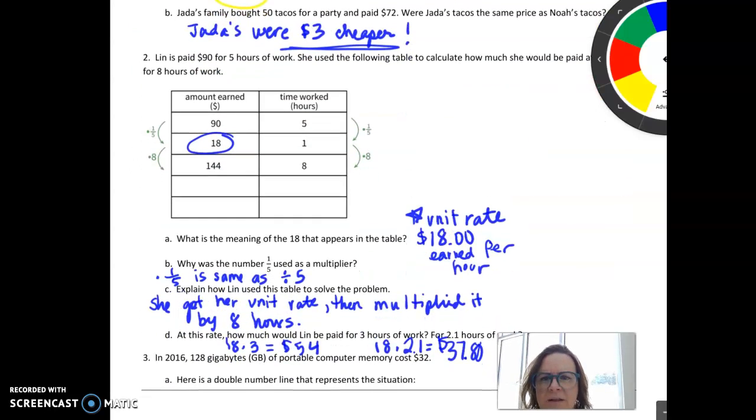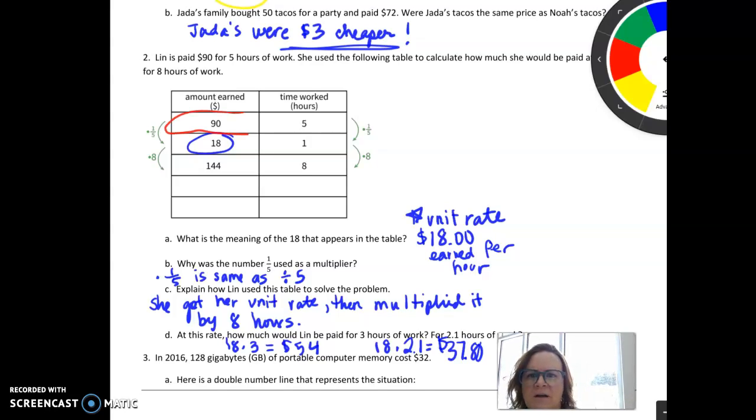And then we see here that Lynn is paid, this is number 2, Lynn is paid $90 for 5 hours of work, and she used this table to calculate how much she'd be paid for 8 hours of work. And you had to explain what she was doing here. So I'm going to jump down to C and explain what she was doing here. So this is what she knows.